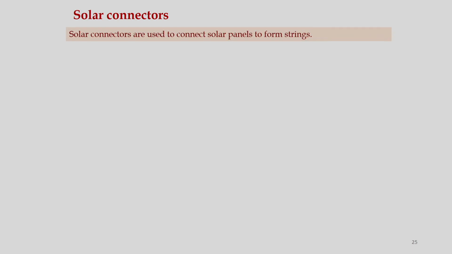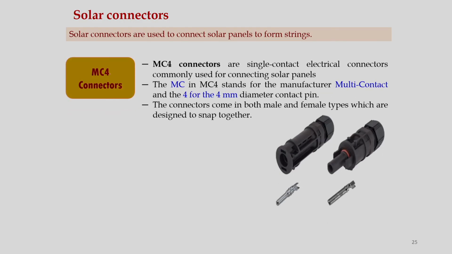So, there are some connectors. We must know about the connectors, what kind of connectors are used. Solar connectors are used to connect solar panels to form strings. Normally these MC4 connectors are used. What does it mean? MC4 means multi contact connectors, and 4 means the diameter of the contact pin. So, that is how it is designated.